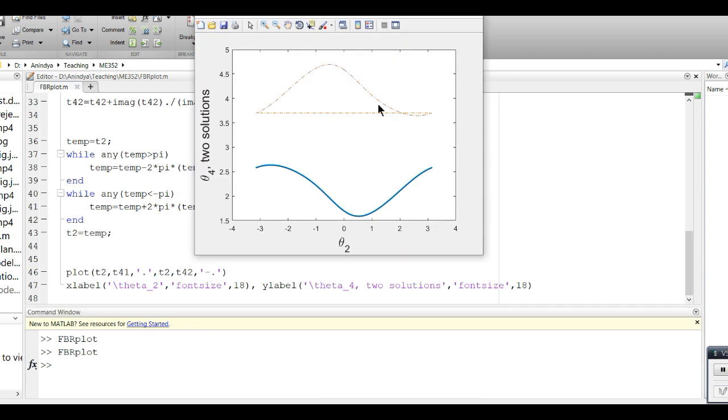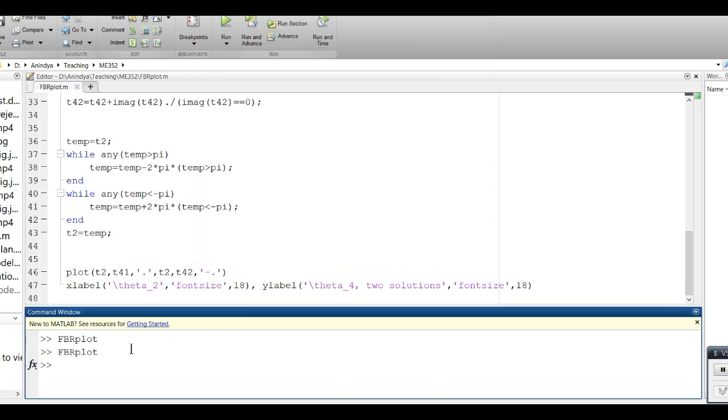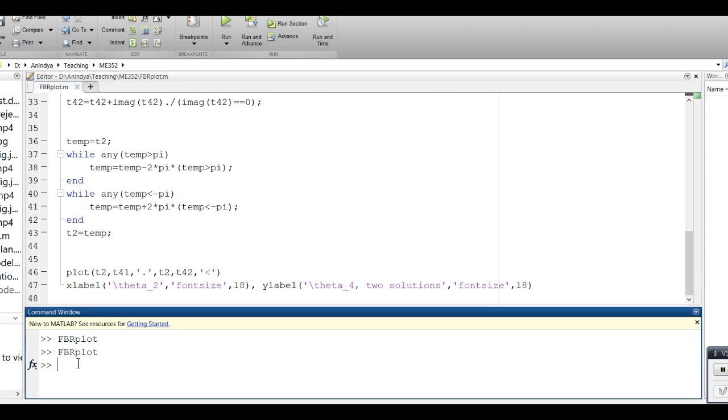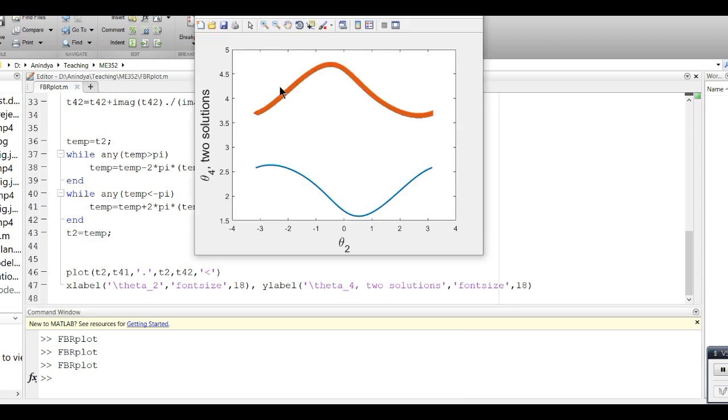See, it's just this one curve. From end to end it has come here for some reason, but it's not a problem. This is really what the curve is like. So let me just change this to this one, and then it should be all right. Okay, so these are the two curves. One is between 0 and pi, and the other is between pi and 2 pi.